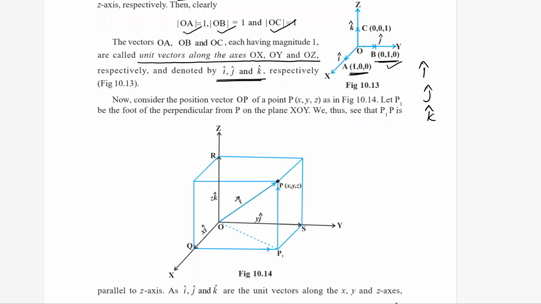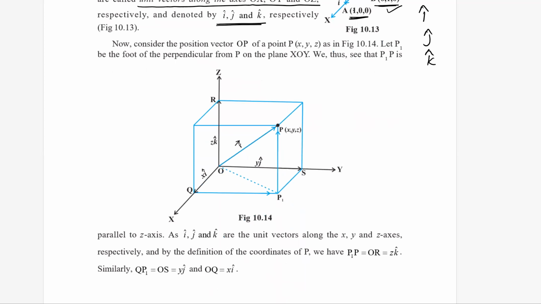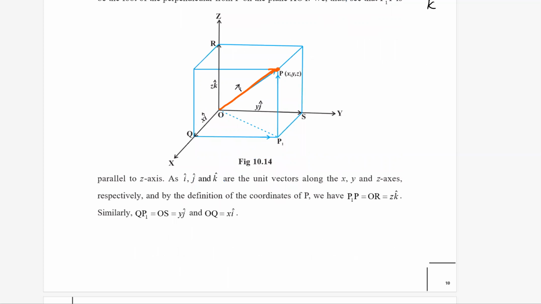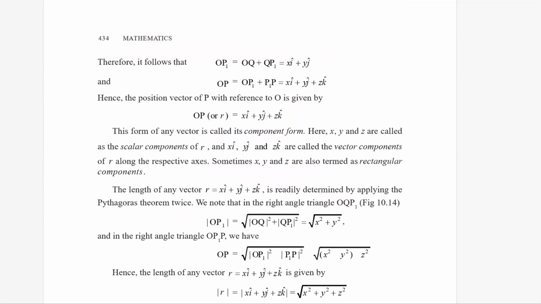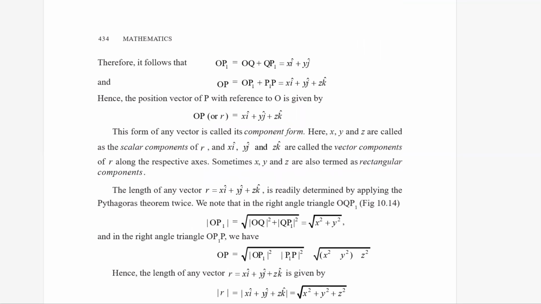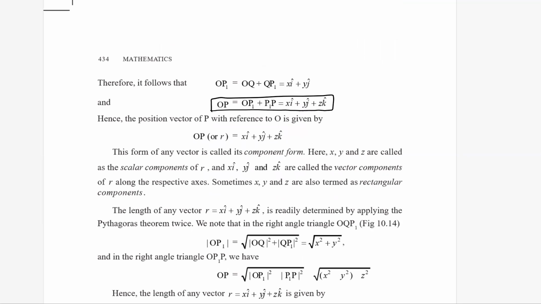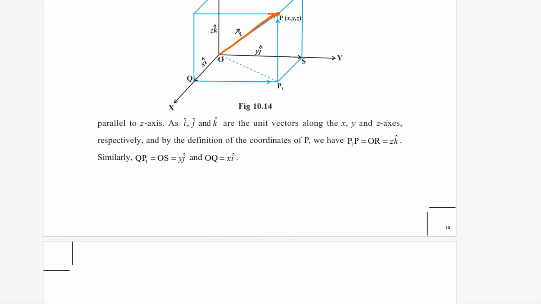Now, suppose there is a position vector OP such that the coordinates of point P are x, y, z. OP will be given by xi plus yj plus zk. How will this come? You can see here.